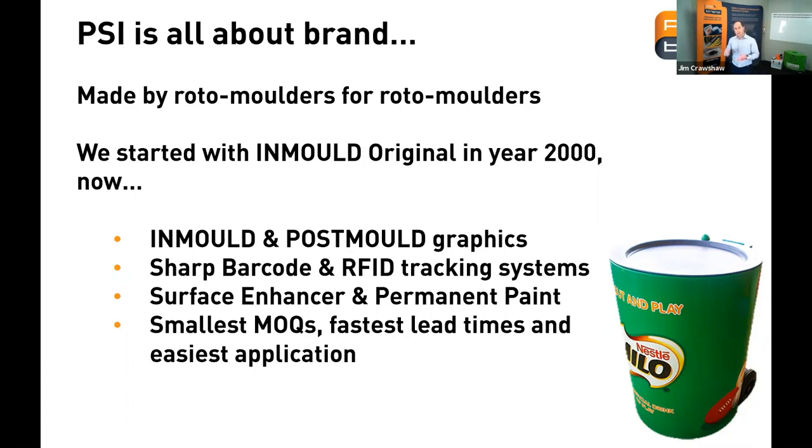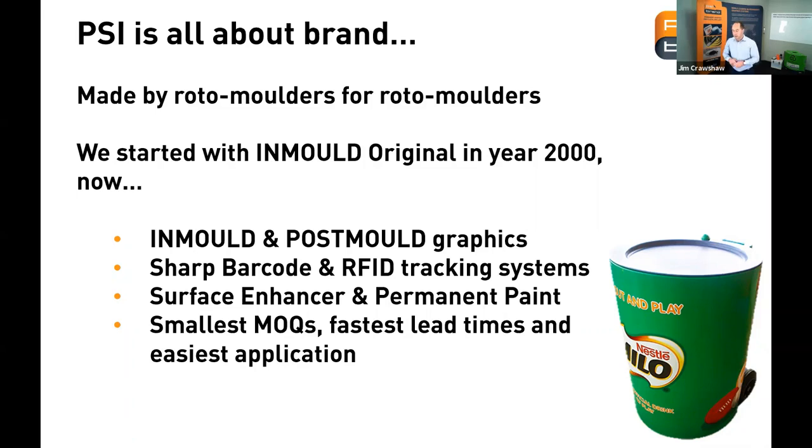Now we have in-mold and post-mold graphic systems. We offer very sharp imagery and barcoding, and now RFID tracking systems as well. We also offer the surface enhancer and permanent paint products, so if you haven't heard about them, let us know. But what we're most famous for is the smallest minimum order quantities, or MOQs, the fastest lead times anywhere in the world, and the easiest application. If you are not finding any of these unique points, you need to let us know.